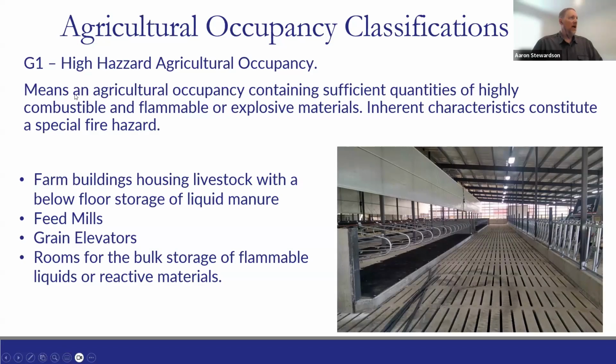So a G1 building is considered a high hazard agricultural occupancy. So this is a farm building housing livestock with liquid manure underneath. We get into feed mills, grain elevators, or rooms that are for bulk storage of flammable, reactive liquids or materials. So if we think about this, the G1 is the highest hazard. It's the building that needs the most protection.